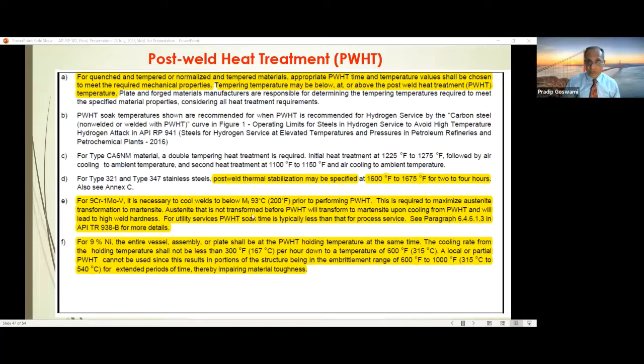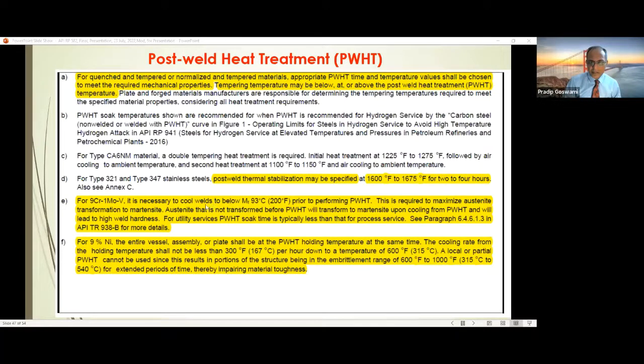Austenite that is not transformed before post-weld heat treatment will transform to martensite upon cooling from the post-weld heat treatment and will lead to high weld hardness. For utility services, PWHT soak time typically is less than for process services. And it says that you may have to cross-refer to API TR 938B for more details. This is a general note, but there are lots of technicalities involved. And in my earlier presentation exclusively on 9-chrome-1-moly or P91 steel, which I delivered last year, I had talked about that.